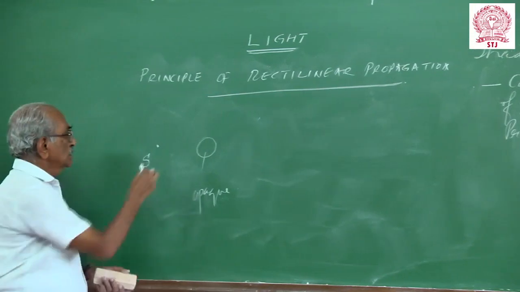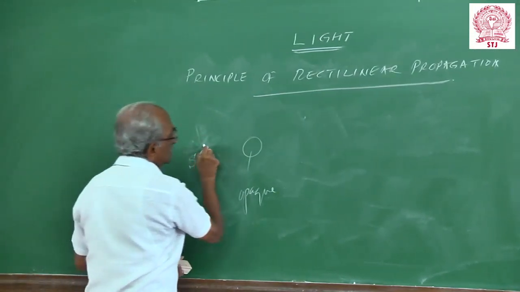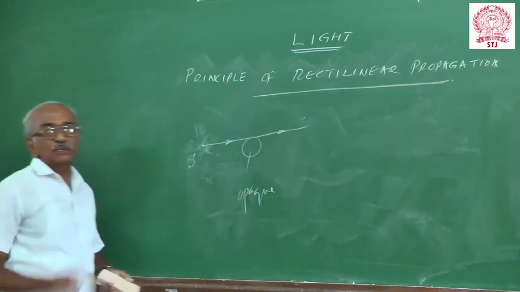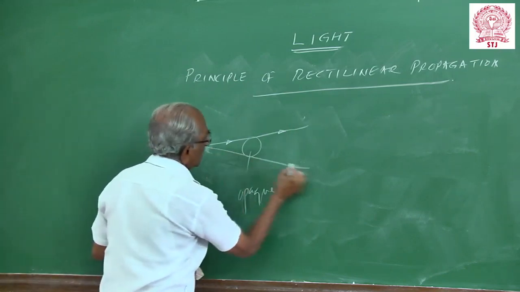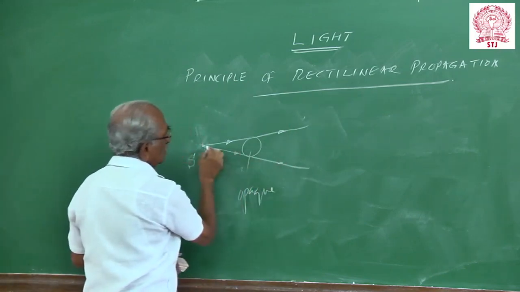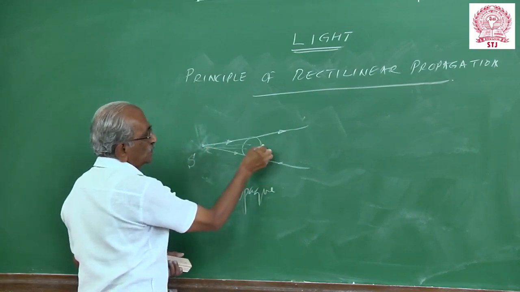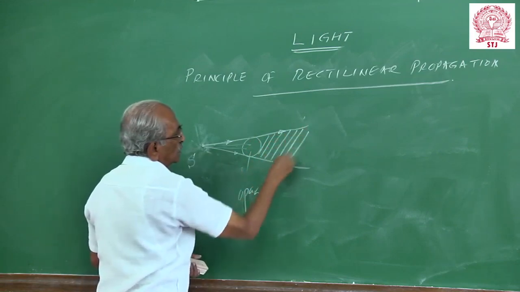Now we know that a source gives out light, emits light in all directions in the form of rays. The ray, which you don't see, we represent by a straight line with an arrow. See, like this, this is a ray. Now rays point here, but because it is opaque, we don't get light here. We don't get light here.